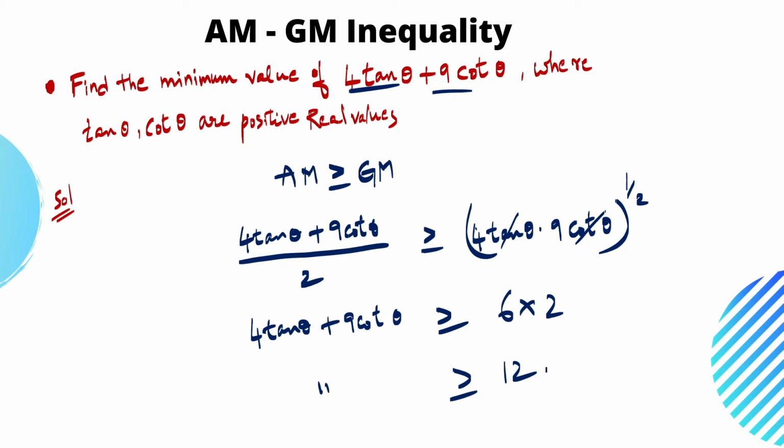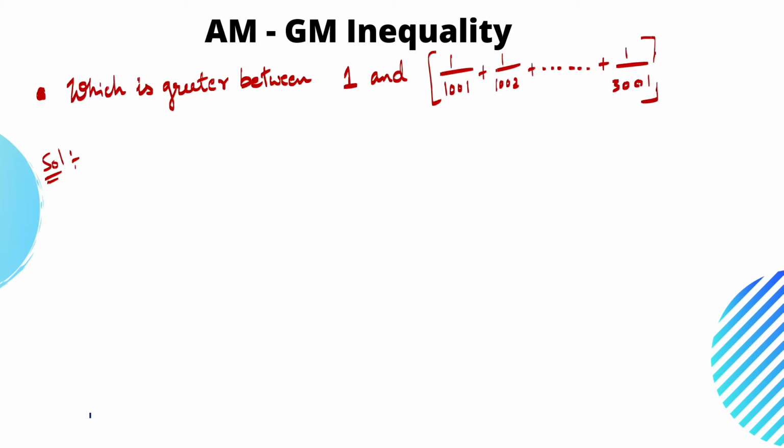So 12 is the minimum value of 4 tan theta plus 9 cot theta. So let us look into this.